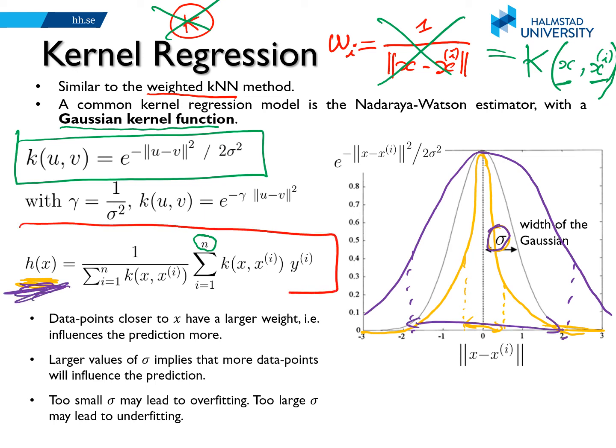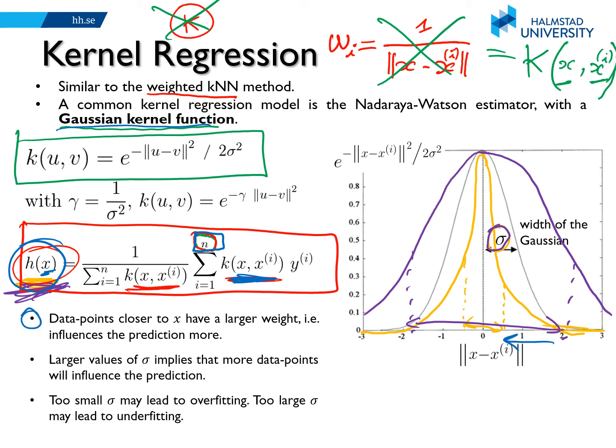So you can use such a kernel function instead of the weights of the weighted k-nearest neighbors in order to make a prediction about a given data point x. And here we use all the training examples in our data set, not only the k-nearest neighbors. So just to summarize, we want to make a prediction about a data point x. So we use all our training examples and we use some kernel function, for example, this Gaussian kernel function. And the data points that are closer to x will have a larger influence on the predictions.